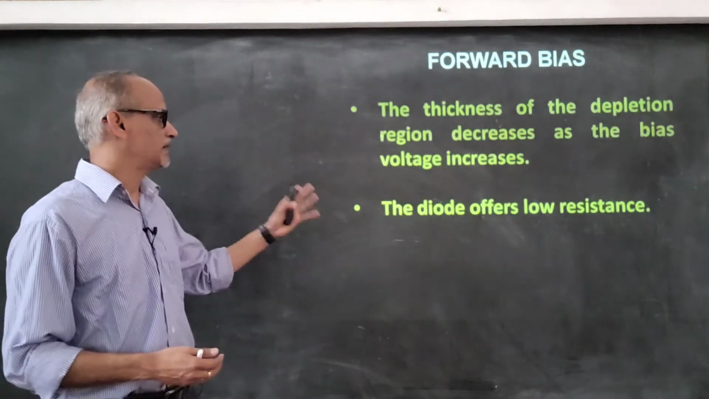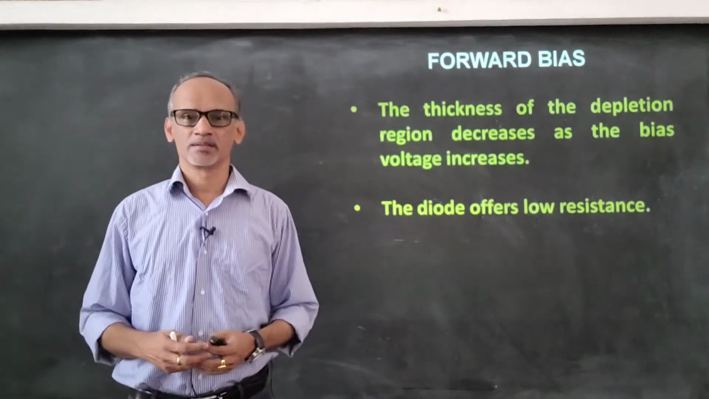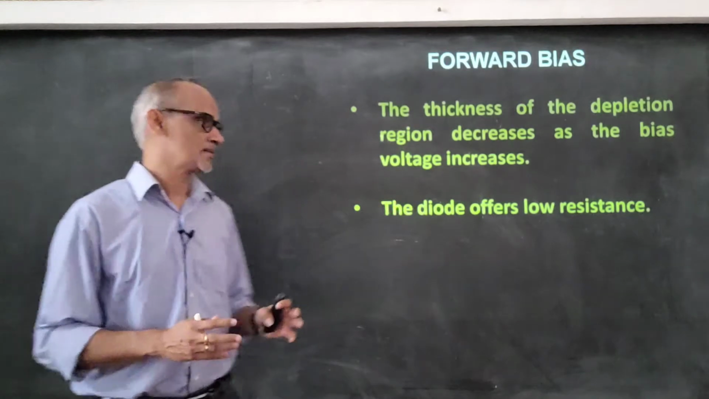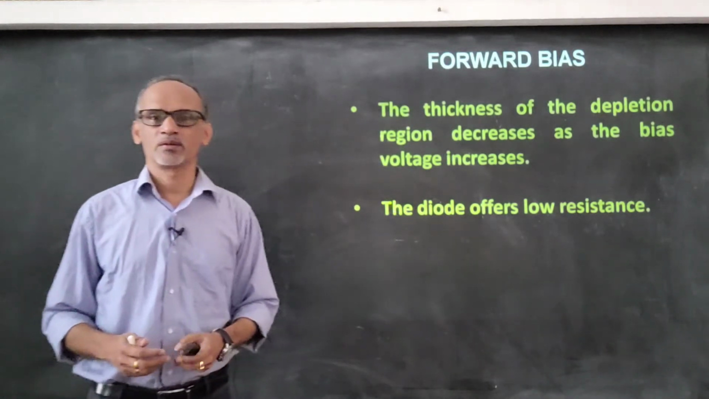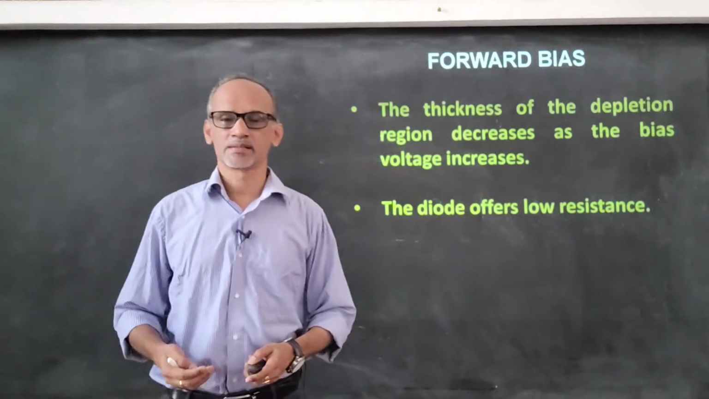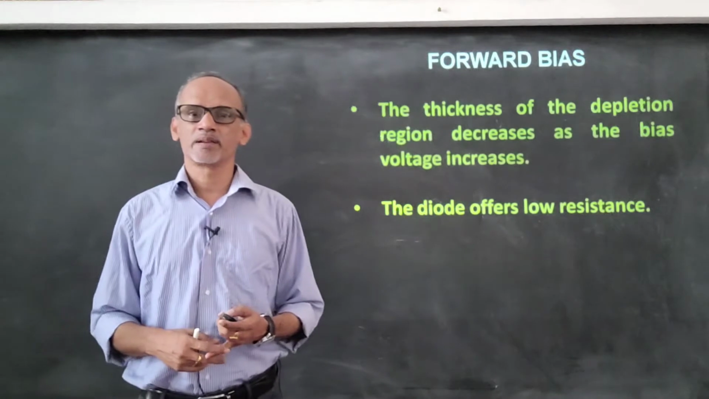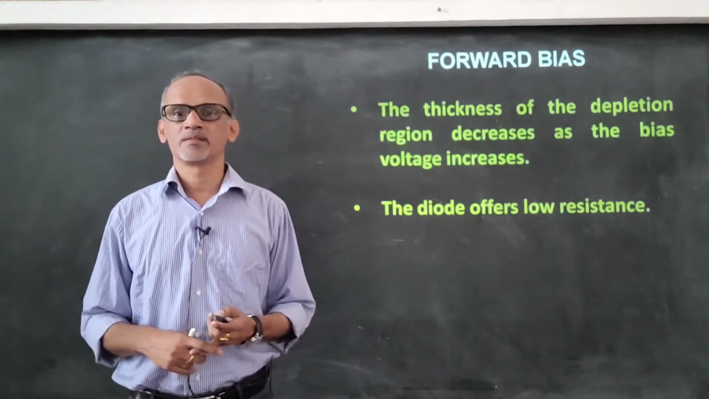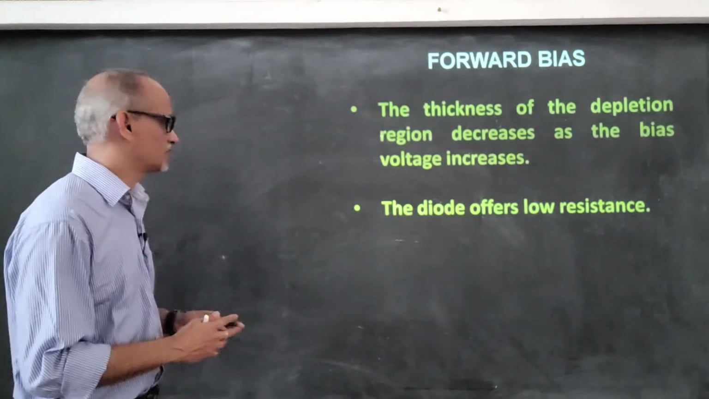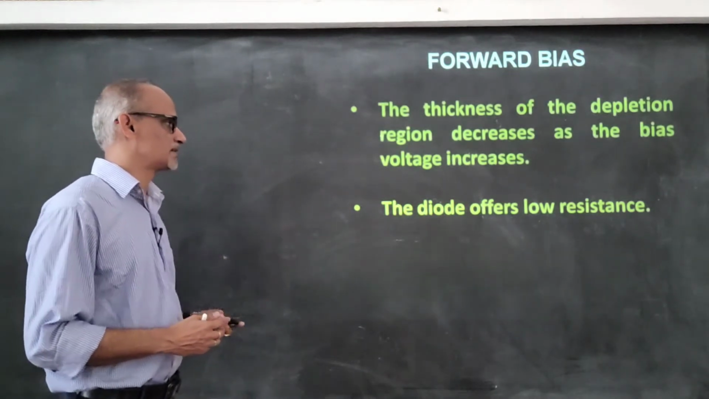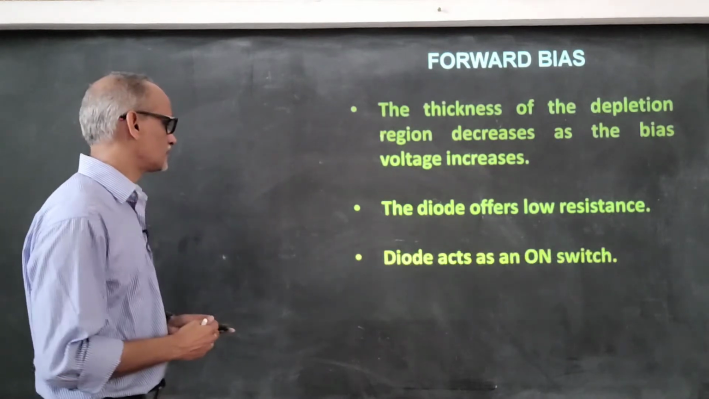An ideal diode in forward bias offers zero resistance. So that's only for an ideal diode. Whereas an ideal diode in reverse bias offers infinite resistance. Just like the resistance of an ideal ammeter is 0, and the resistance of an ideal voltmeter is infinity. So here also, for the ideal case, zero resistance in forward bias and infinite resistance in reverse bias.